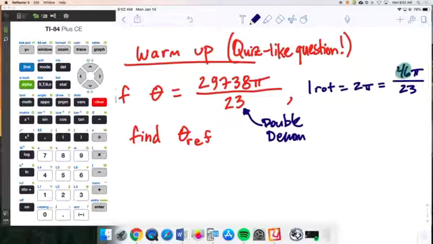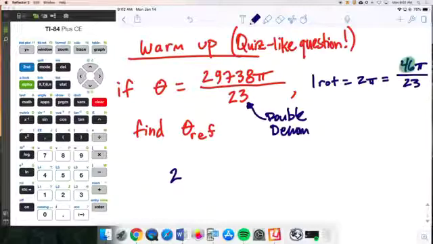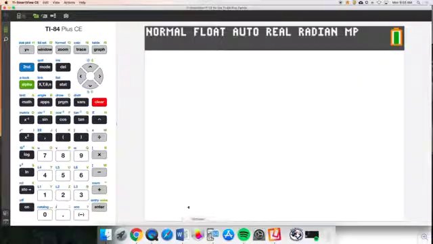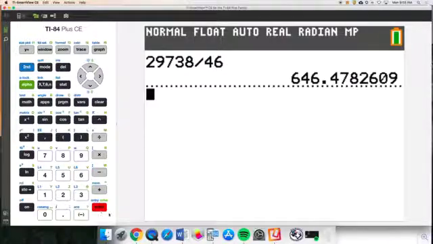So the way that we do this is not converting it to degrees. We take the coefficient of pi 23rds, which is 29738, and we divide it by the number of pi 23rds in a single rotation, which is what? 46, okay? So this is always going to be a different number. It's not always 360, so let's do that. 29738 divided by 46. And we get 646 rotations.